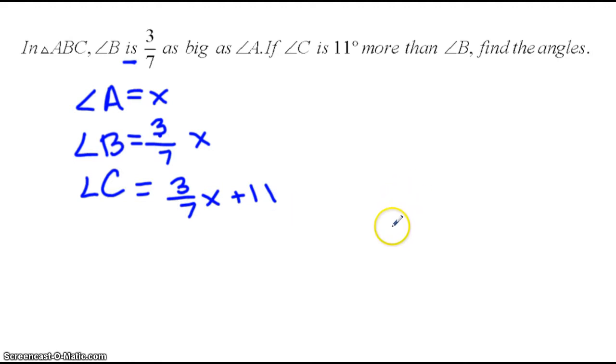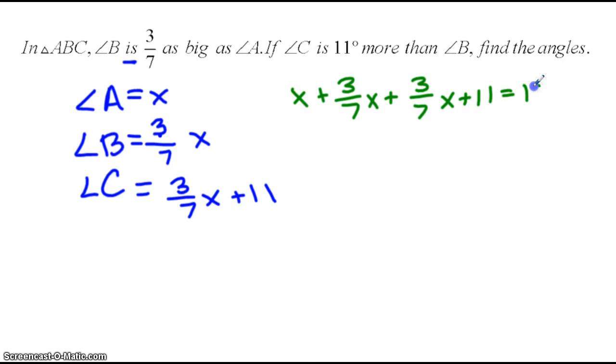Now we have to write an equation. Well, the equation is just the triangle sum theorem, right? Add all the angles, set them equal to 180. So we're going to have X plus 3/7 X plus 3/7 X plus 11 equals 180. Now we're going to want to combine like terms because we have 3 different x's and we have that 11, right? So eventually I'm going to be solving for x.